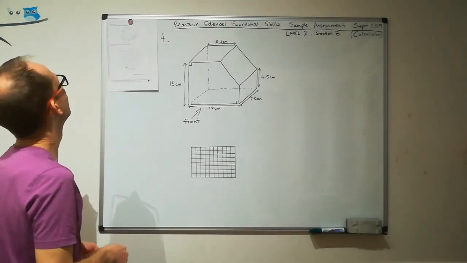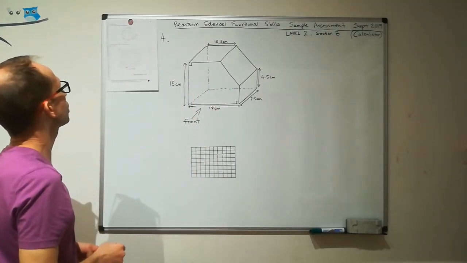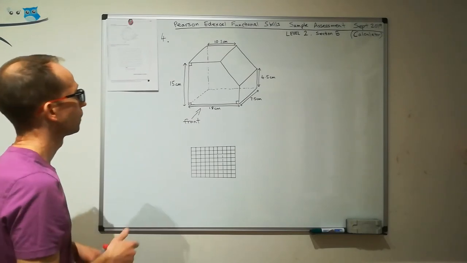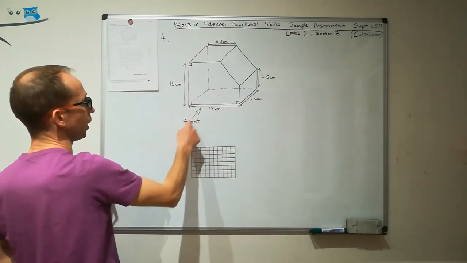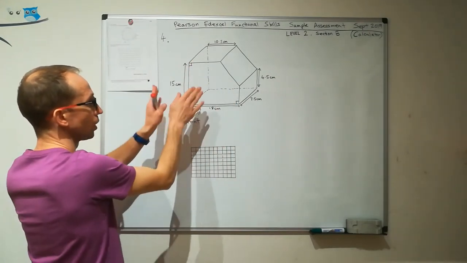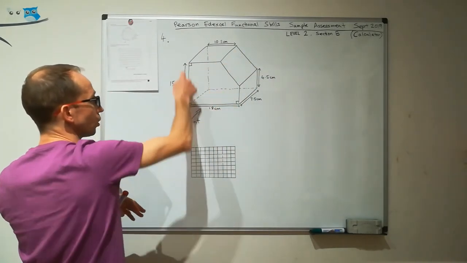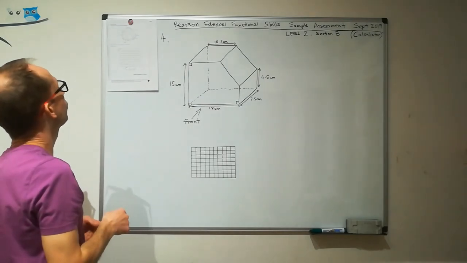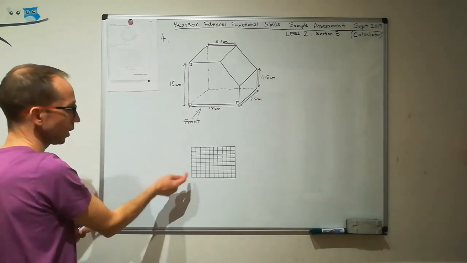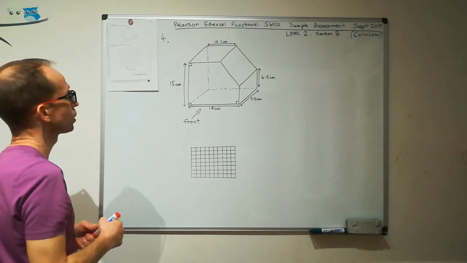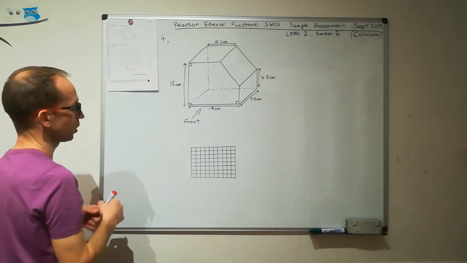Question 4. Here is a prism, and I've drawn this for us. The cross section of the prism is a pentagon. So we're talking about this bit here, which has been labelled the front. Okay, so you can imagine if this continued going on forever, wherever you cut it, the cross section would look like that. Draw the front elevation of the prism on the grid. So the grid they've got here, I've drawn it down here. Use the scale 1 to 3. So on here, it's 1 centimetre.